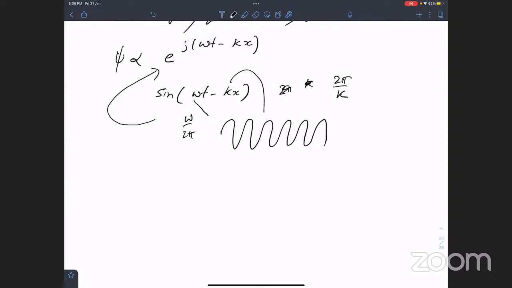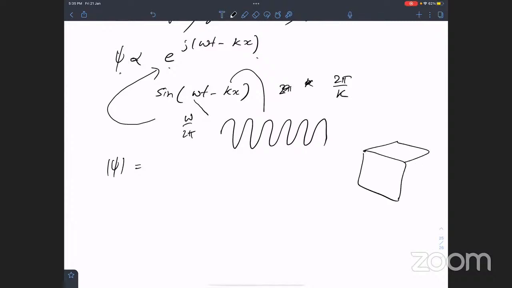But what is the probability of finding this particle at any point? If you square it, you'll see that mod of psi squared comes to a constant. It's independent of x and t. So if I consider a room like this, what kind of wave function is this? This is a fully delocalized wave function. It has a definite frequency, definite momentum, has no definite position.